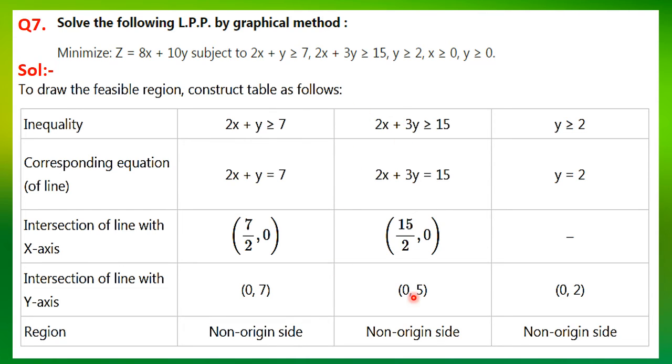Similarly, for the second one, if you put x and y equal to 0, the inequality is not satisfied. So you have to shade the non-origin side. For y ≥ 2 also, again 0 ≥ 2 is obtained. That is again wrong, so we have to shade the non-origin side.